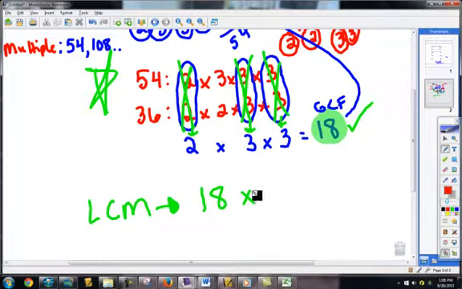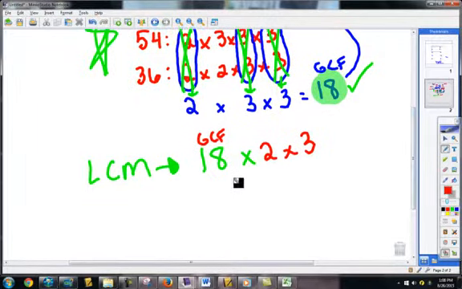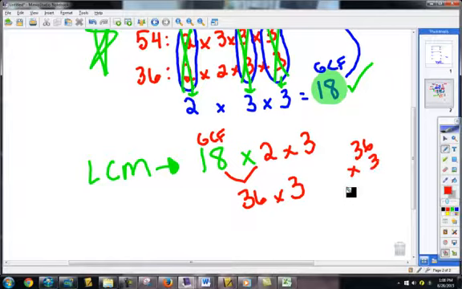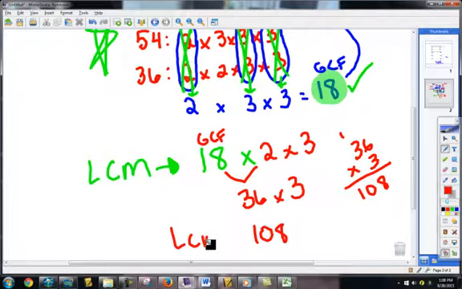Okay? Now what we got to do is we got to take it and multiply our GCF by whatever is remaining, which I know is times 2 times 3. Those are the only two things remaining right there. Okay? I know that 18 times 2 is 36 times 3. Maybe we don't know that off the top of our head, so we got to go off to the side. 36 times 3. 6 times 3 is 18. Carry 1. 3 times 3 is 9, 10. So we're going to get 108. 108 is my LCM. Okay?